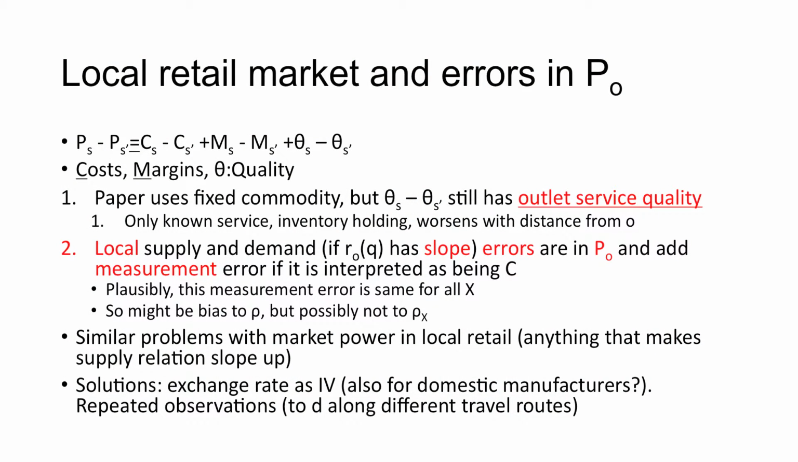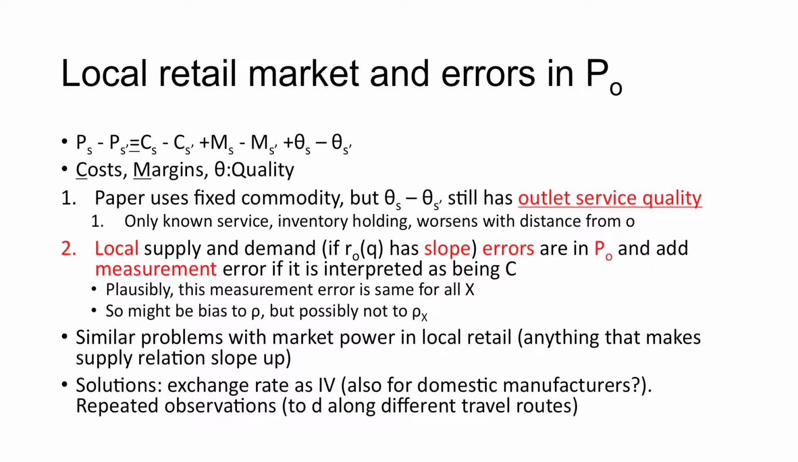Then, if the short-run supply curve is sloping up at O, then local demand errors will be in P0. And that gives measurement error for P0 being a proxy for landed costs. So that could be whether it's rising marginal cost or downward sloping marginal revenue in local retail at O. Either one gives this problem.